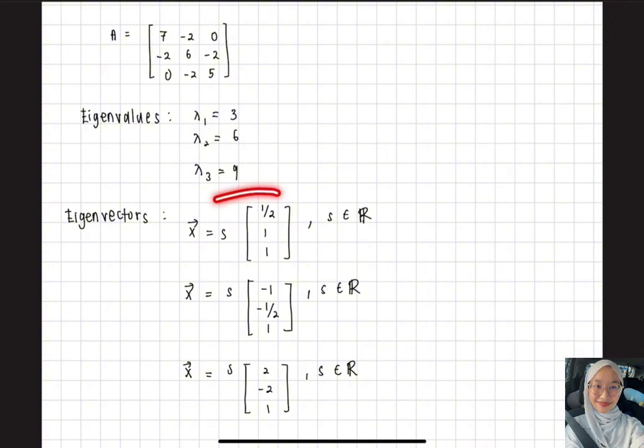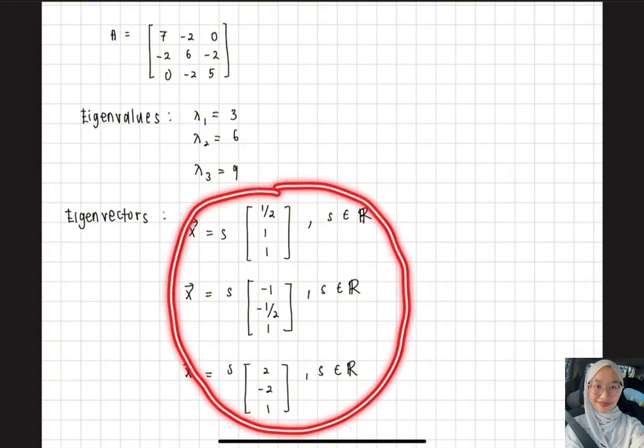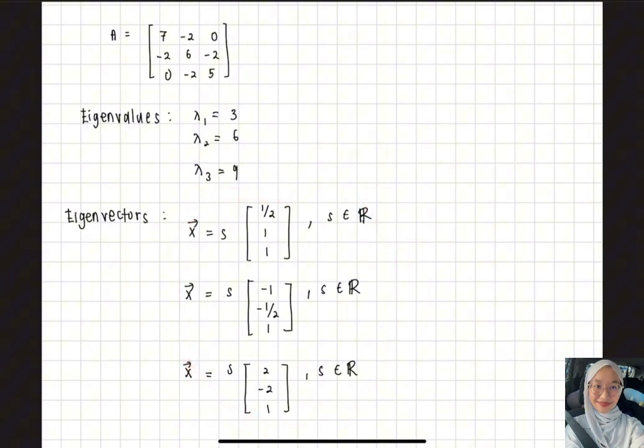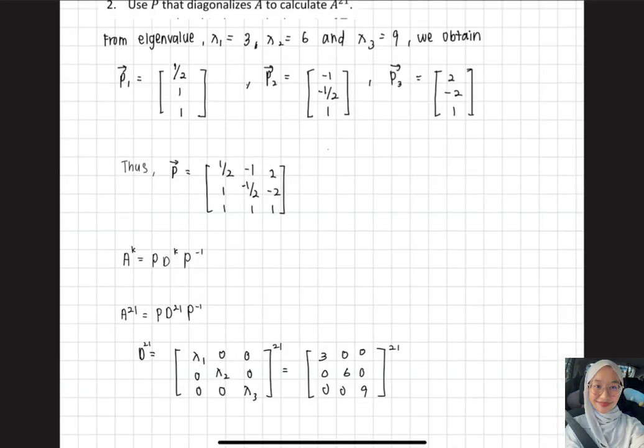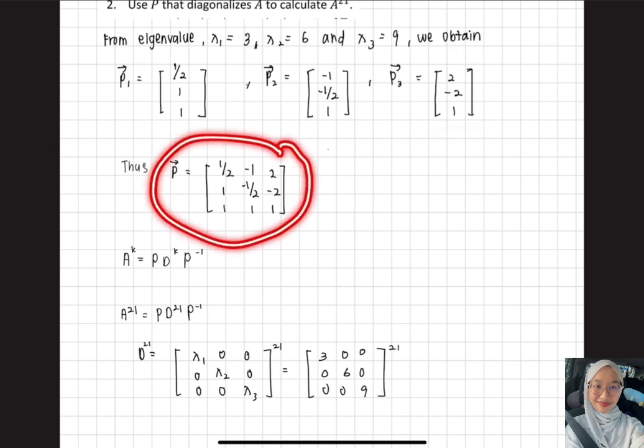And the eigenvector is 1/2, 1, 1, -1, -1/2, 2, -2, and 1. For question 2, use P that diagonalizes A to calculate A power of 21. P that diagonalizes A can be obtained from the eigenvectors. So P that diagonalizes A is equal to this.